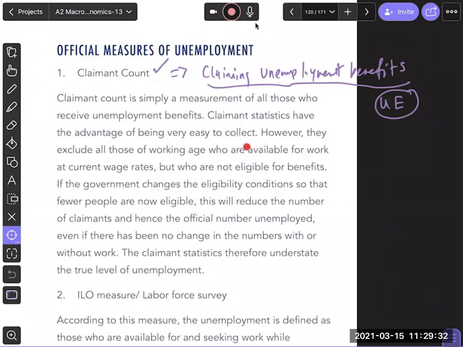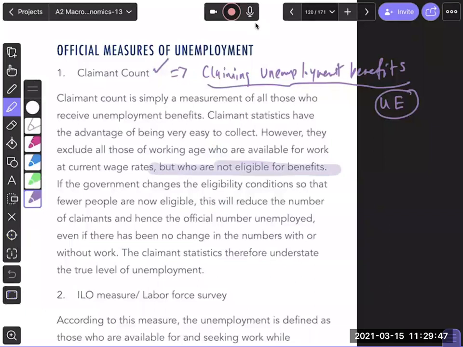Number one, I'm going to talk about one problem first: that they exclude those of working age who are available for work at the current wage rate but are not eligible for benefits. So one of the big problems is this: let's say I'm genuinely unemployed, but somehow the rules are such that I do not get unemployment benefit. Let's say I have a spouse who is working, and because my spouse is working, the government has a law that if your spouse is working, you will not get unemployment benefits. But then that would mean that I will not be included in the numbers when in reality I'm genuinely unemployed. Do you guys get that?